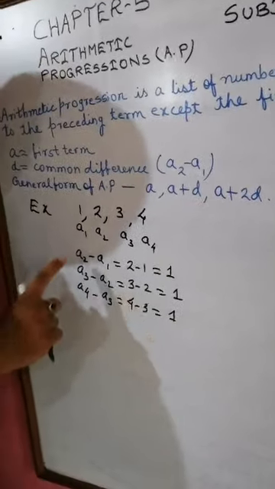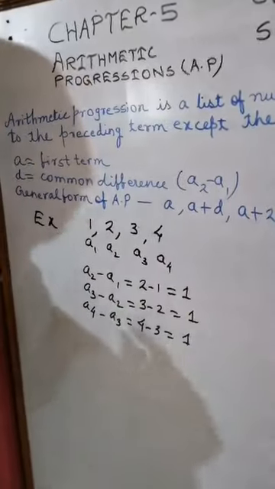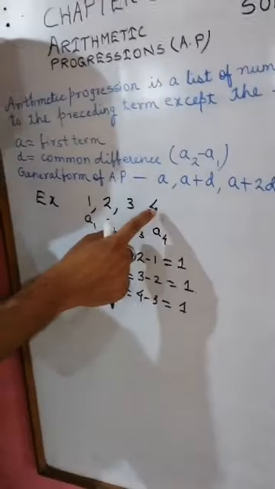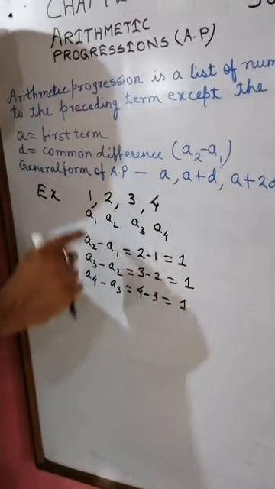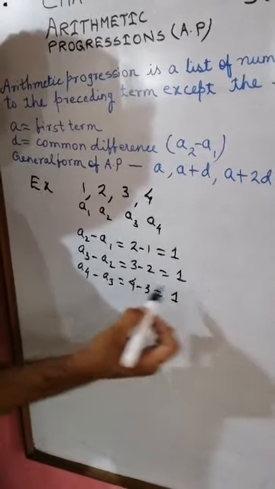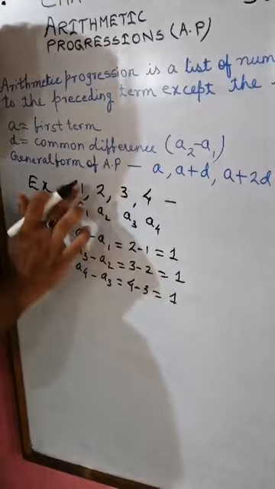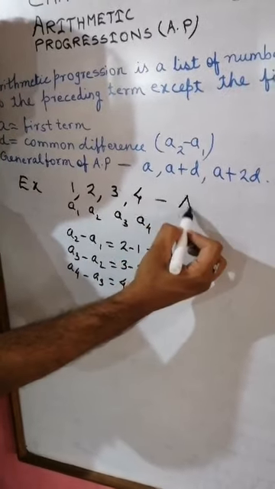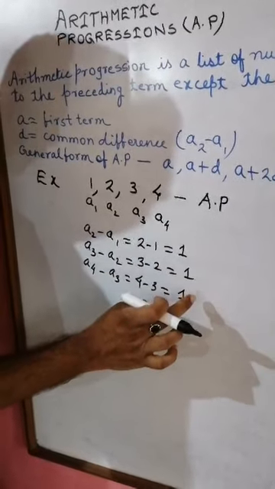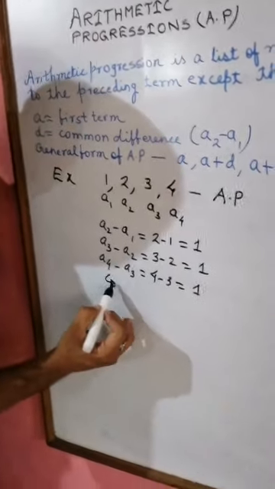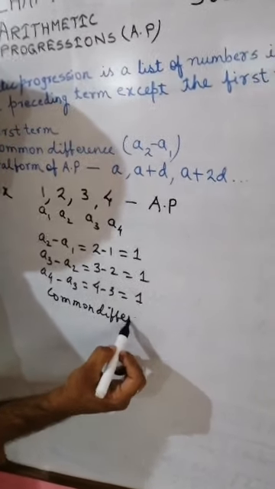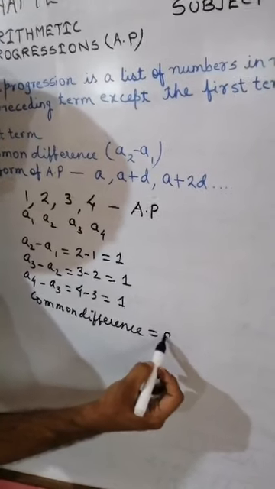Now, if any numbers are given and we want to know if they are in the form of an AP, what is the condition? If we subtract the previous number from the next number and on subtraction the answer is the same, then we call it an AP. So 1, 2, 3, 4 is an AP. After subtracting we got 1, 1, 1. This is called the common difference and it is denoted with the letter D.